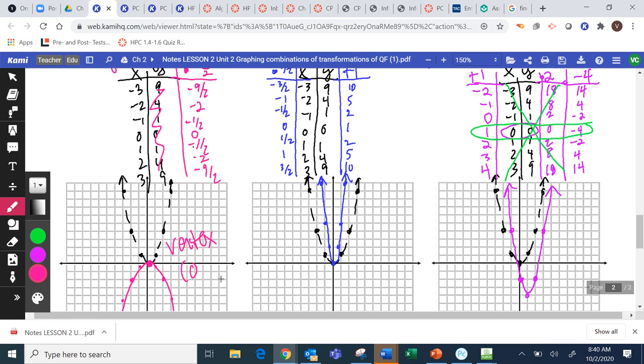We did that on our past assignment. Vertex is at 0, 0. Remember, if it's at 0, 0 to start, it'll still be in line with that 0, 0 when we're done. So this one's at 0, 1.